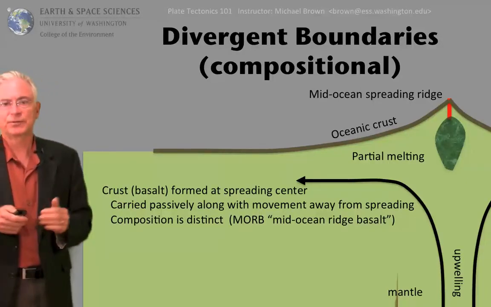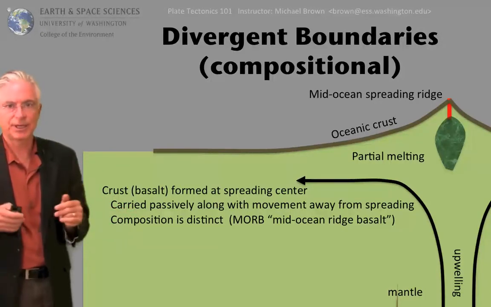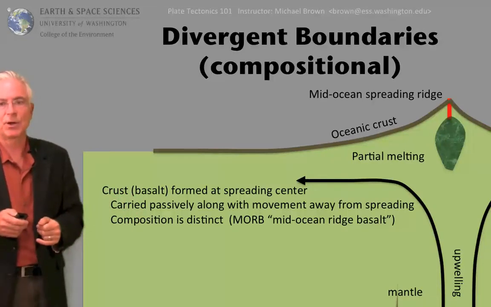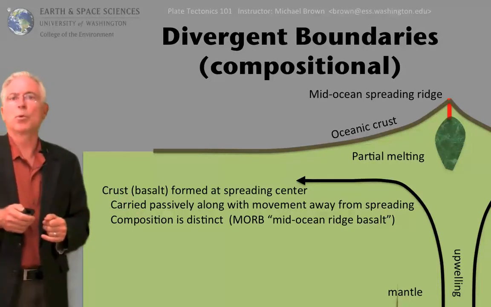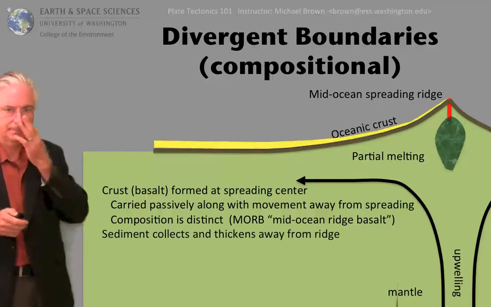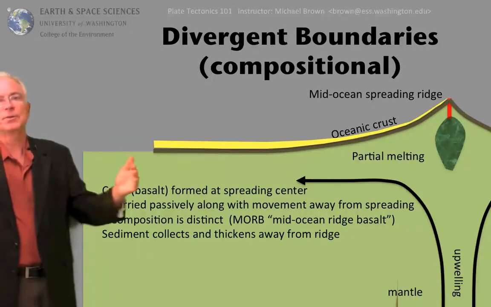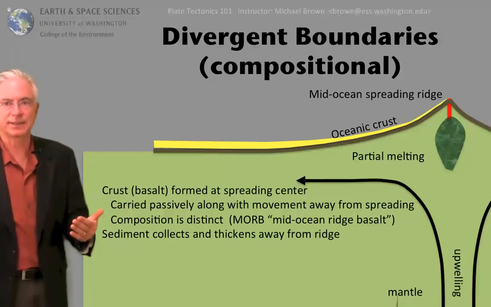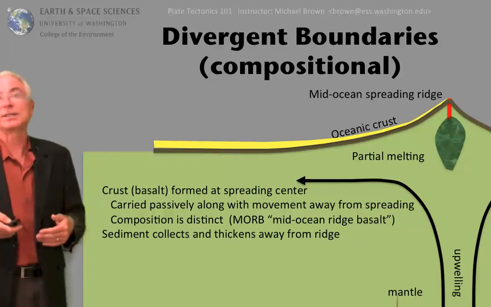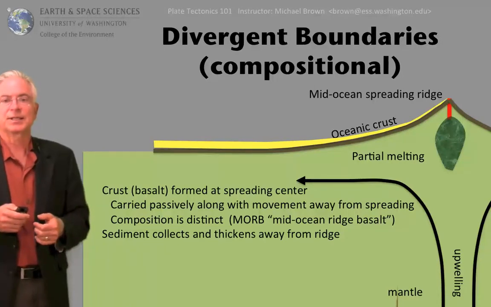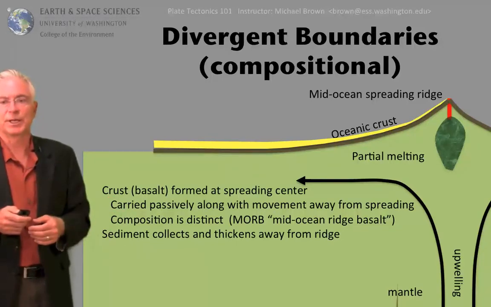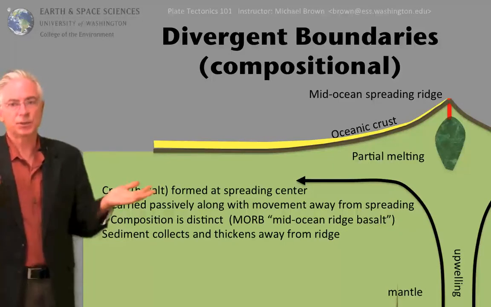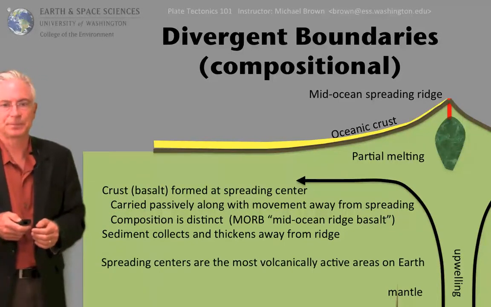Now, the composition of the material being made right at the oceanic spreading centers is distinct from other kinds of basalt. It's called mid-ocean ridge basalt, or MORB, M-O-R-B. As the material moves away from the spreading center, it's sitting at the ocean floor for increasingly long periods of time. It collects detritus settling out of the ocean. The sediment thickens as you move away from the ridge. And the yellow layer there represents a thickening sediment with distance or age away from the spreading ridge.